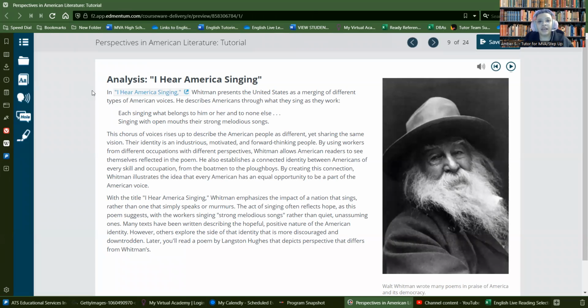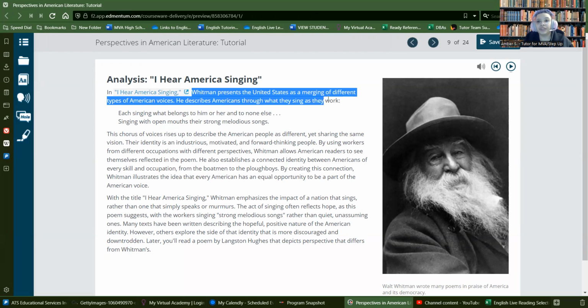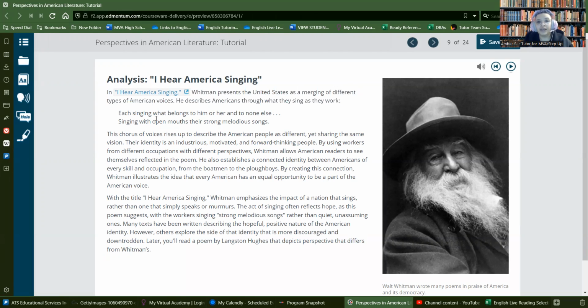So it says here, in "I Hear America Singing," Whitman presents the United States as a merging, that means bringing together, of different types of American voices. He describes Americans through what they sing as they work. And then we have each singing what belongs to him or her and none else, singing with open mouths their strong melodious songs. That's the end.